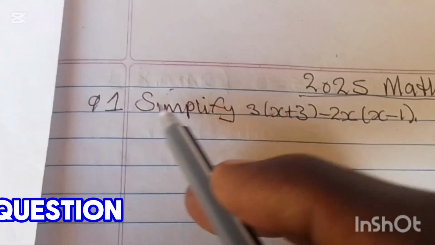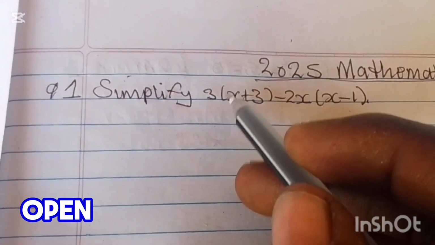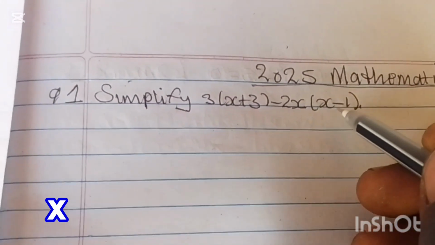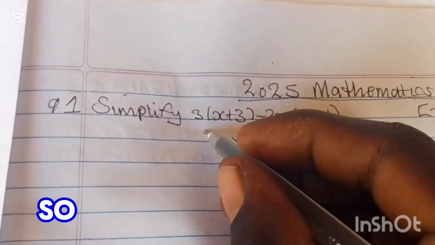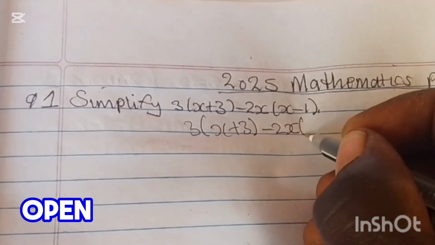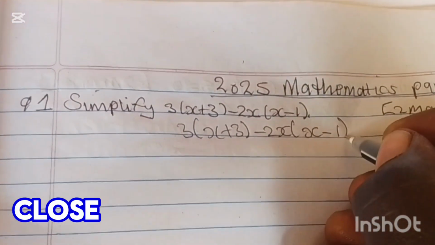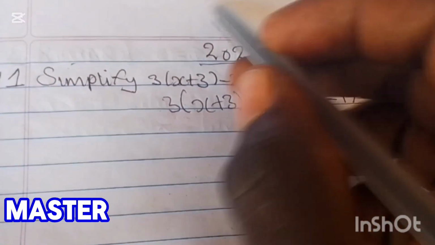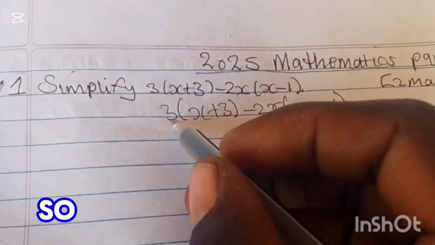Question number 1. Simplify 3(x + 3) - 2x(x - 1). This question carries 2 marks. We're going to deal with the brackets first, like the board master says.